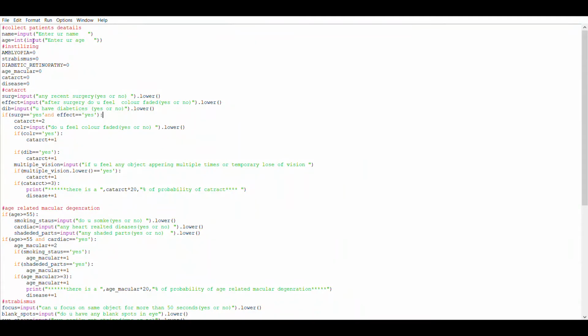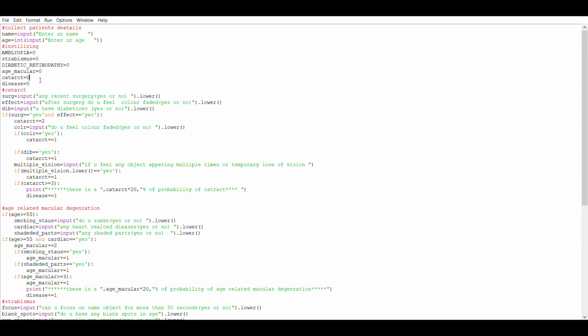We will explain the program line by line. First, we will collect minimum details from the patient, and initialize the variables as zeros, where each variable name is a disease name. We will use them in future for calculating probability.